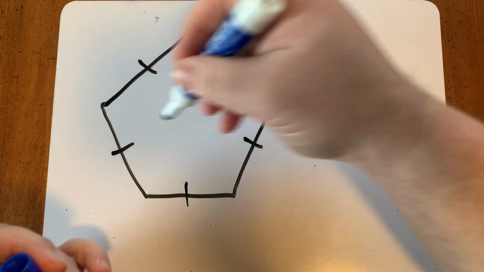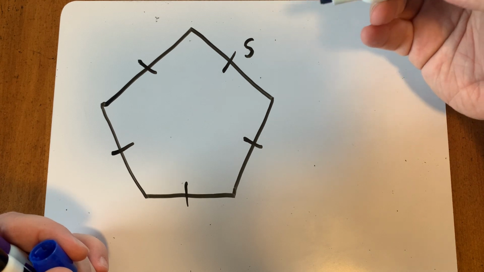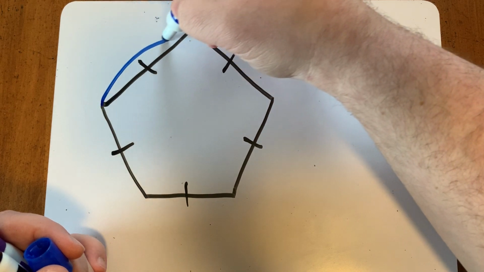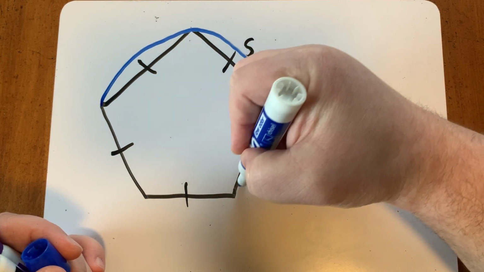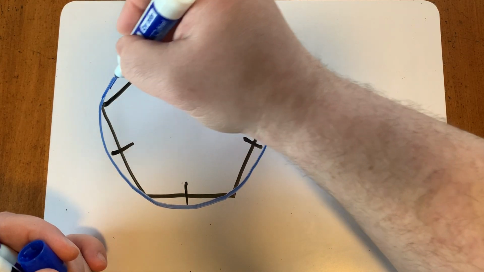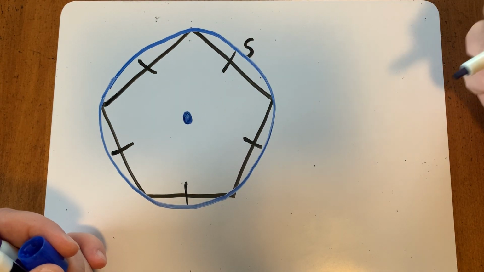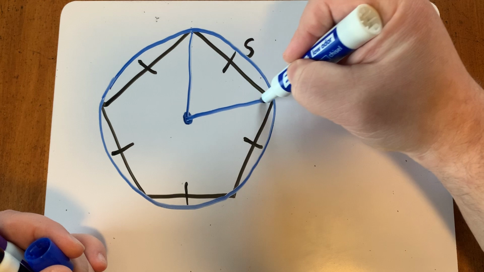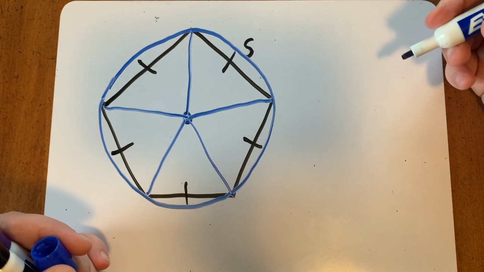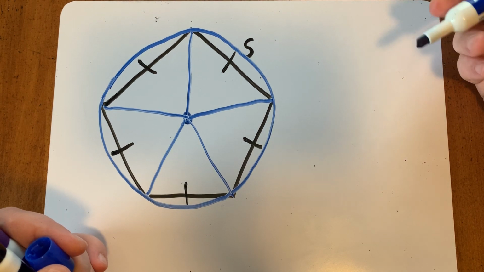Now, any regular polygon can be circumscribed by a circle. So all the vertices would lie on a circle. And that means there is that center point. That center point is equidistant from all the vertices of the regular polygon.